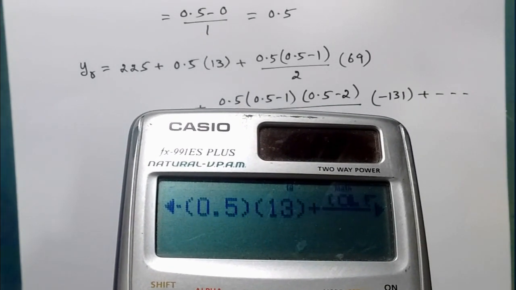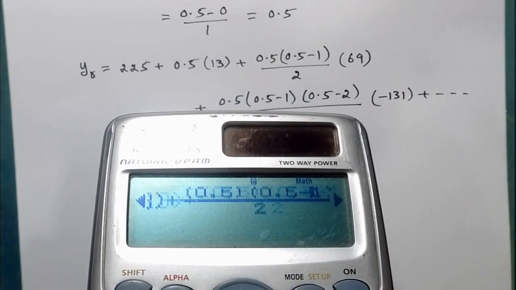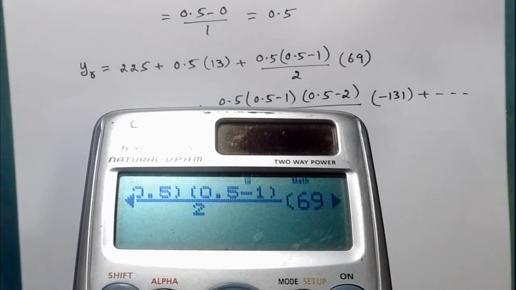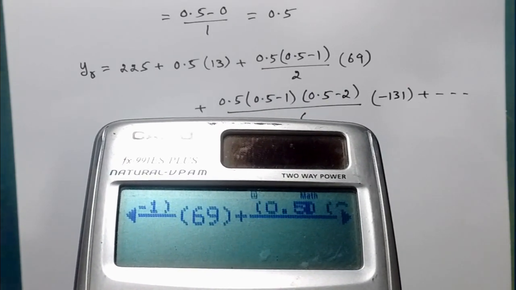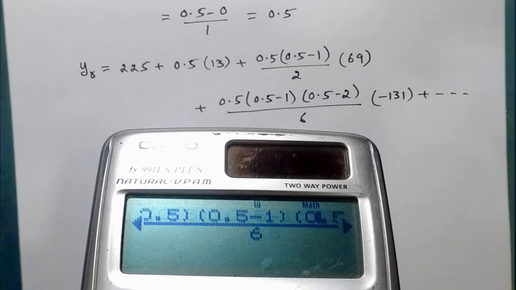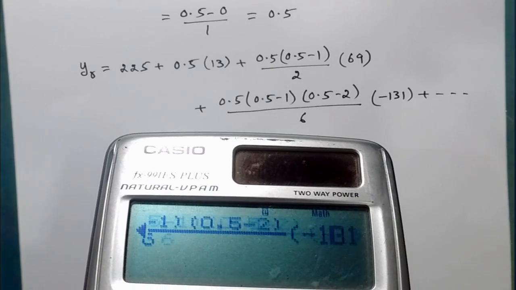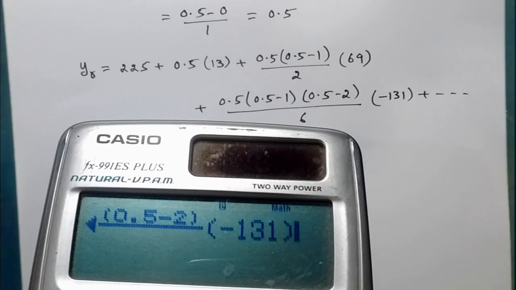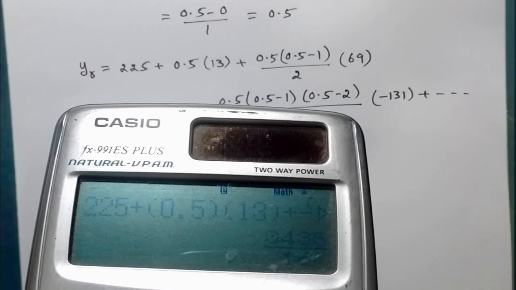0.5 into 13 plus 0.5 into 0.5 minus 1 divided by 2 into 69, plus 0.5 into 0.5 minus 1 into 0.5 minus 2 divided by 6 into, let me close the bracket there, minus 131. Right, now let us see what solution you are getting.